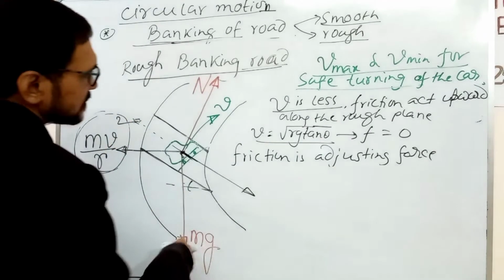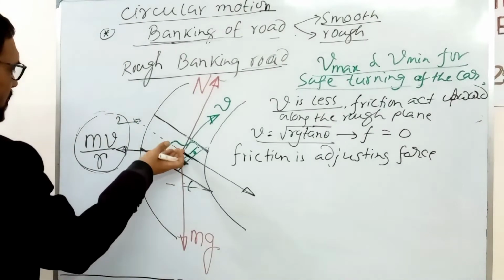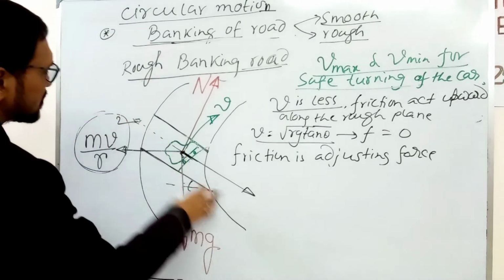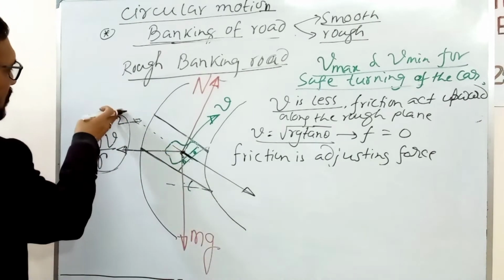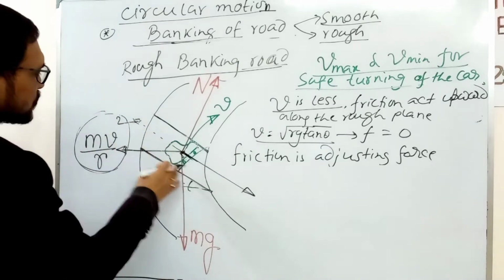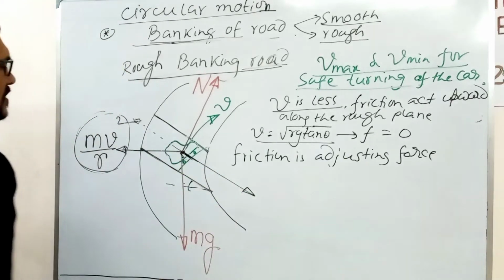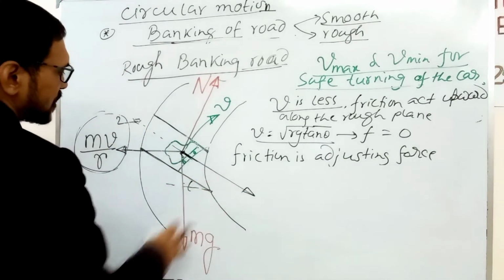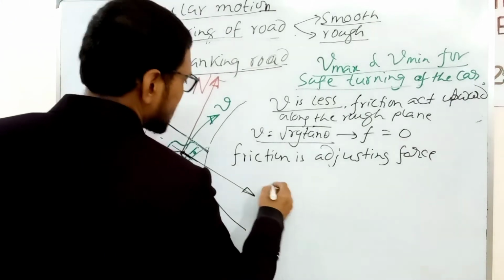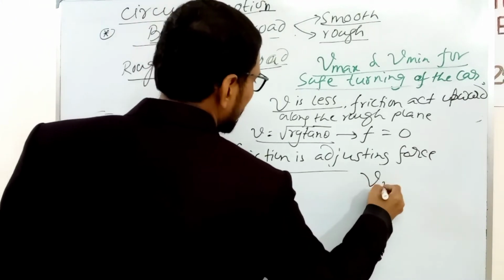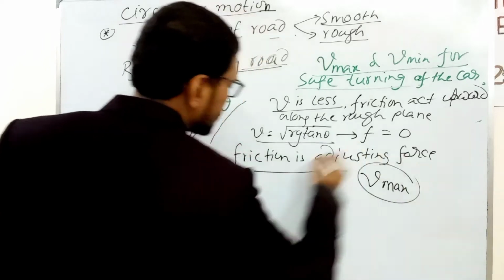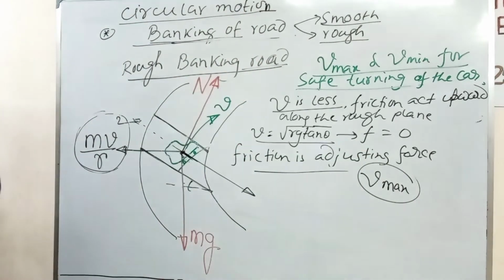So friction can act in this direction, also in this direction. When velocity is less, friction acts in this direction, and when velocity is more, friction acts in this direction. First I consider the velocity is maximum. So first we find v maximum. What is the maximum velocity for which the car can take the safe turn?